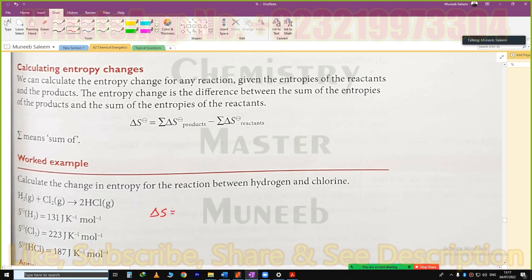What should be the values? 2 minus 2. Oh no, wait, I realize now that the values are given. One minute, let me think. Just give me a minute. Okay.